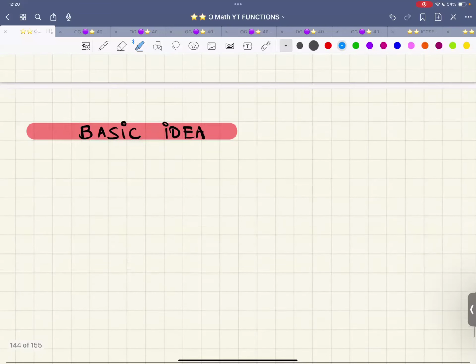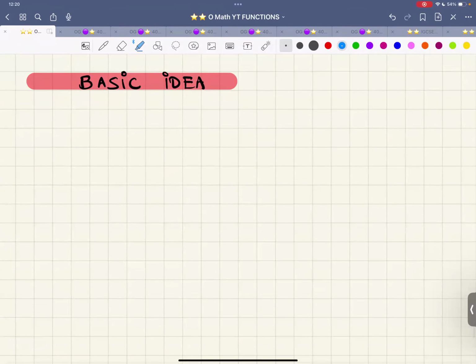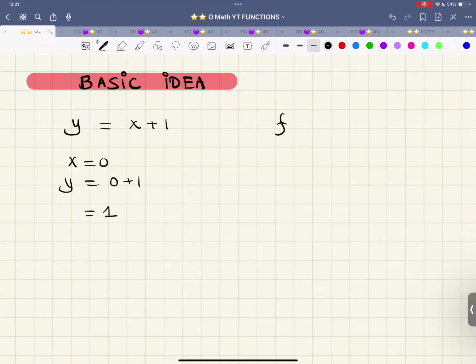So let's get started with the basic idea of a function. Now, when we have an equation, let's say y equals x plus 1. If I plug in a value of 0, therefore y is 0 plus 1, which becomes 1. So now if I replace y with f(x), that becomes a function. f(x) is x plus 1. If I plug in a value of 0, therefore 0 plus 1 becomes 1.